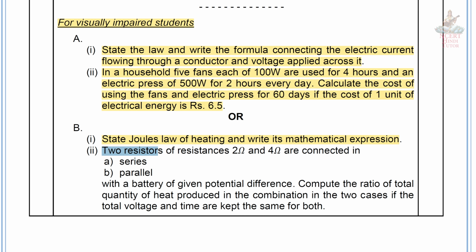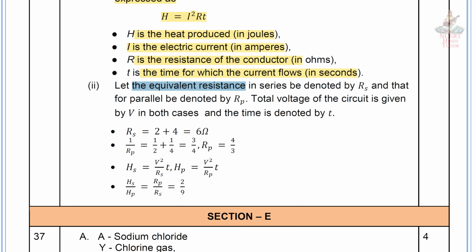Second, two resistors of resistances 2 ohm and 4 ohm are connected in A series, B parallel with a battery of given potential difference. Compute the ratio of total quantity of heat produced in the combination in the two cases if the total voltage and time are kept the same for both. Answer. Let the equivalent resistance in series be denoted by Rs and that for parallel be denoted by Rp. Total voltage of the circuit is given by V in both cases and the time is denoted by T.